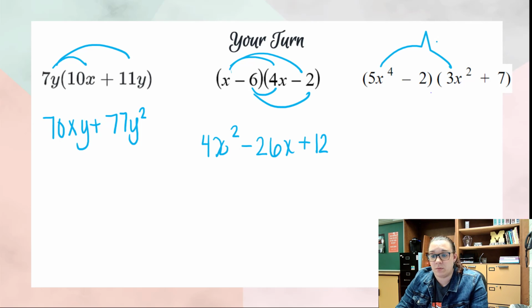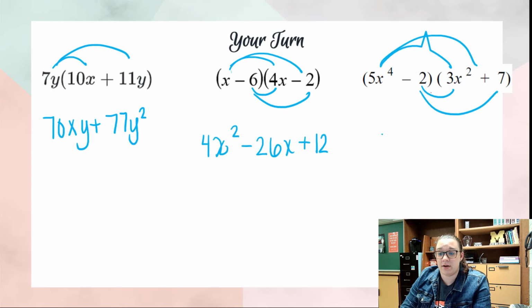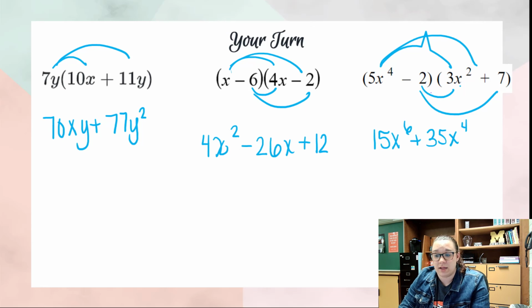And then this one, ooh, that was kind of fancy looking. Another FOIL problem, 5x to the fourth times 3x squared is 15x to the sixth. Outside terms gives me 35x to the fourth. Inside terms, negative 6x squared. And my last term was negative 14. Nothing to combine there. That's it for today.